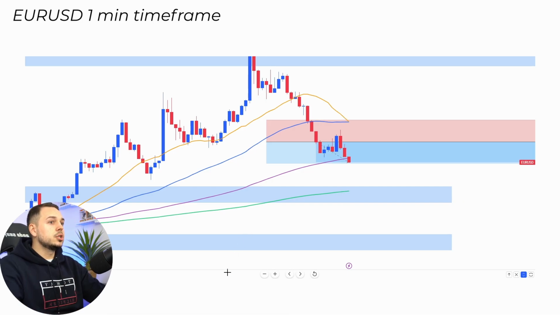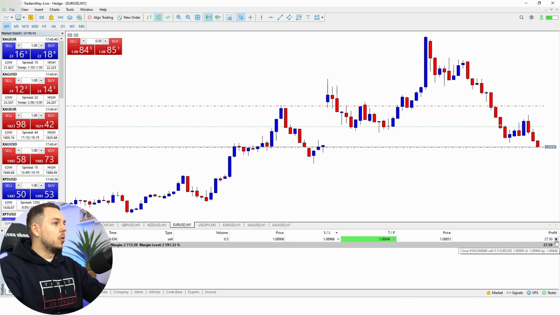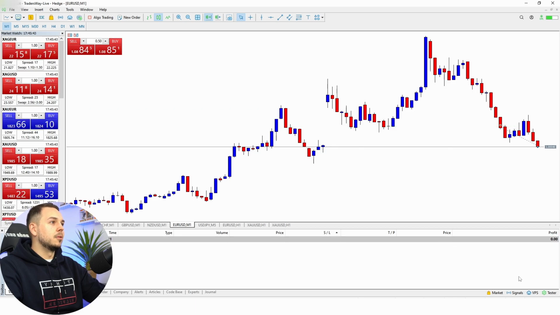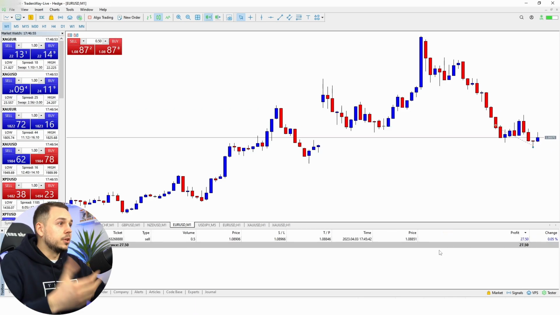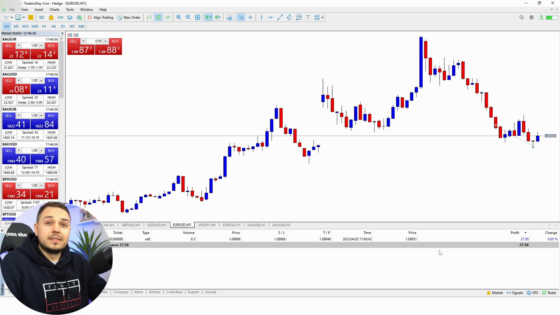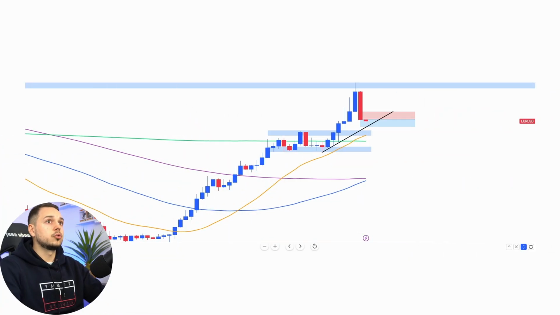Okay, we're nearly touching our take profit level, a little bit more. I feel like I'm okay, I'm closing it off. So this is our first trade with the strategy. As you can see, $27.50 in profit. Very nice indeed. So now I'm just scanning, looking for another trading opportunity.